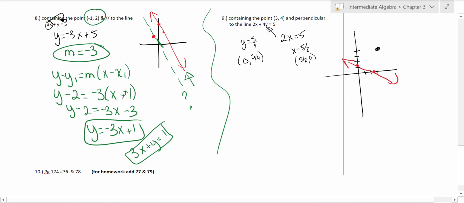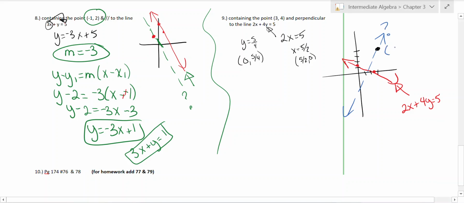So, okay, going back to the problem. Containing the point 3, 4 and perpendicular to this line. This line is 2x plus 4y equals 5. So if it's perpendicular, we know it needs to cross at a 90-degree angle. So it's somewhere in here about. Okay, so the question is, what's that line?